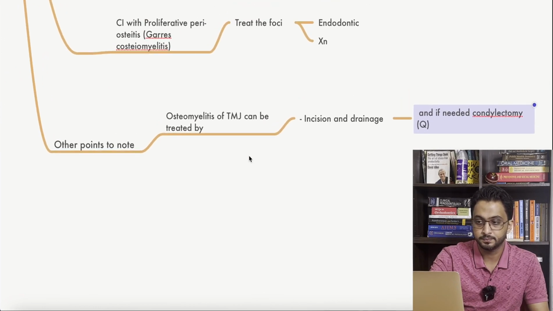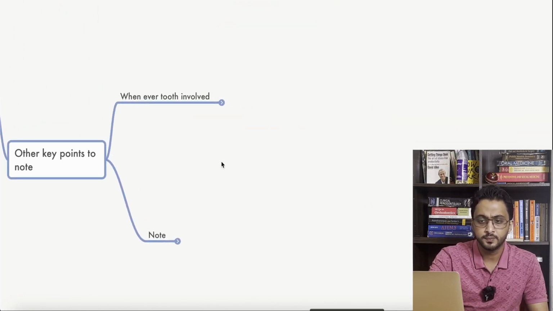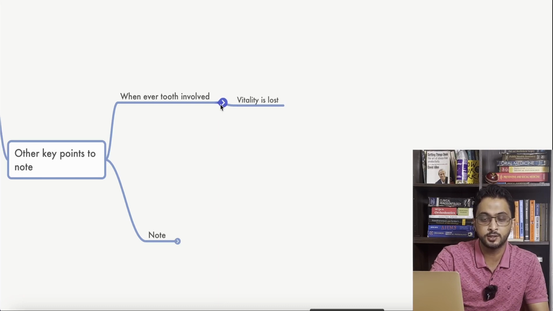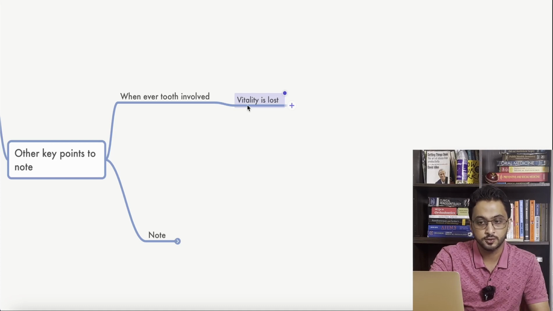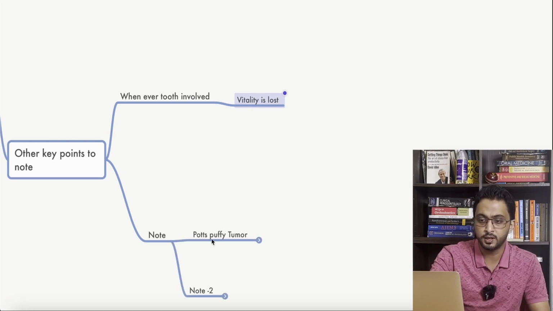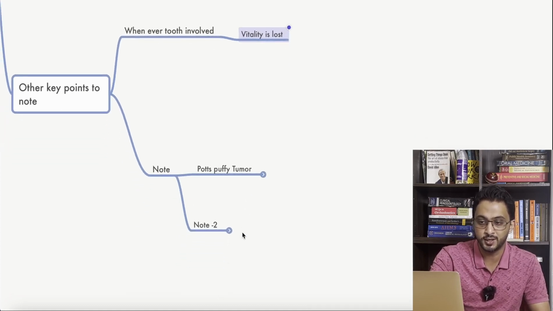And one more thing, what about the tooth? Is the tooth vital or non-vital? Definitely, if the tooth is involved, it's due to caries spreading periapically. So please note, unlike the cementoblastoma we studied, the vitality is lost. It's non-vital.